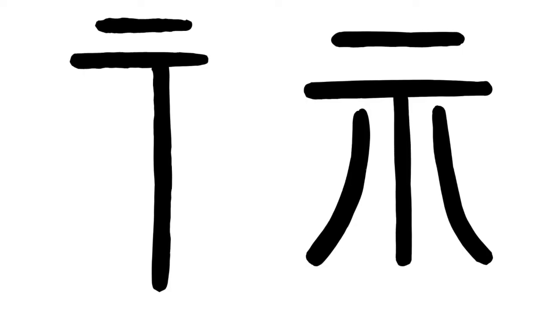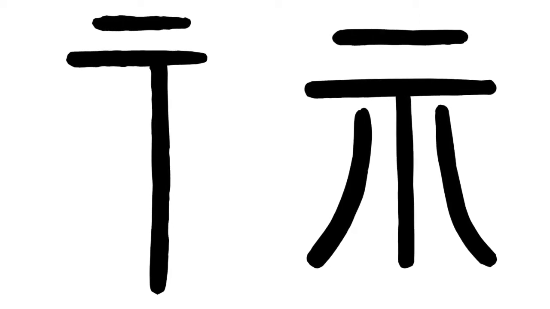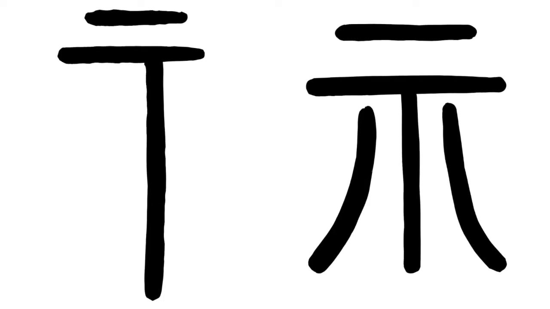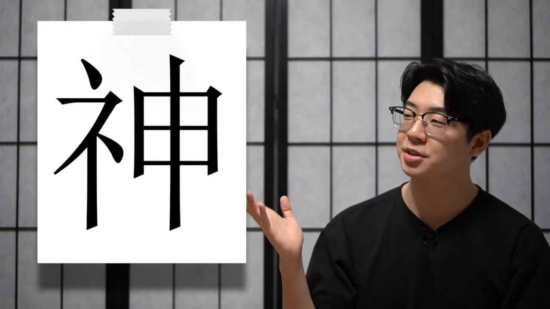As a reminder, this is the ancient version of the main character we are looking at today. It depicts the shape of an altar. Next to the altar, we will add some lightning. The character on the right is depicting lightning that spreads. Lightning was considered a sign from the gods and was feared. This character means God. It also refers to other supernatural things and spirits.